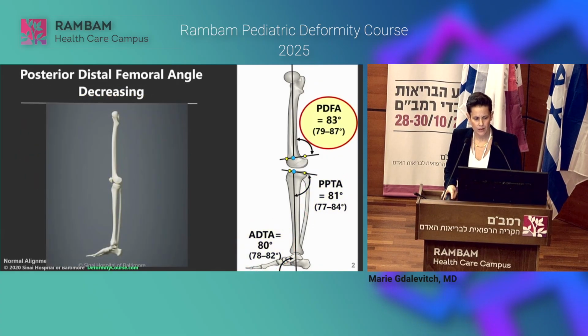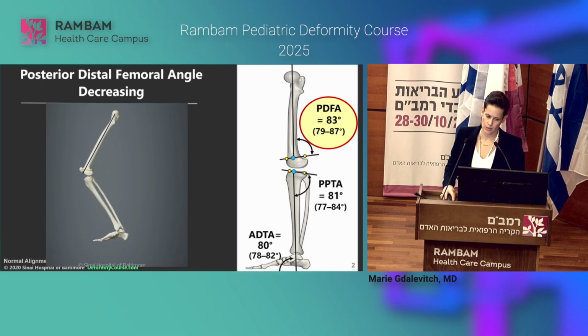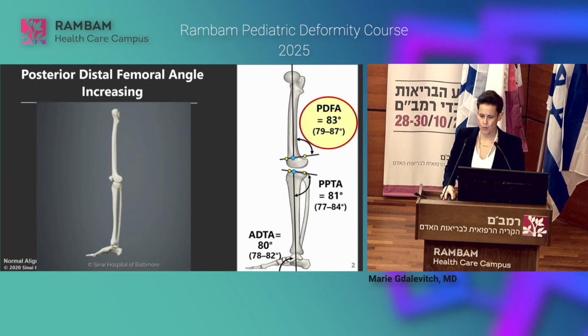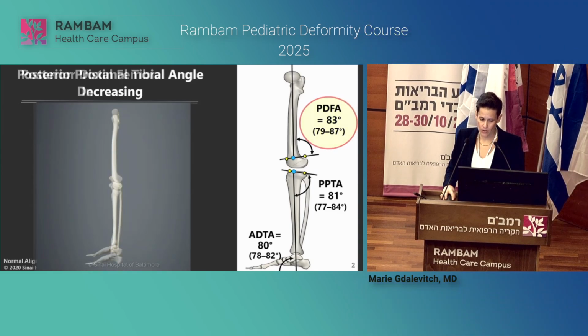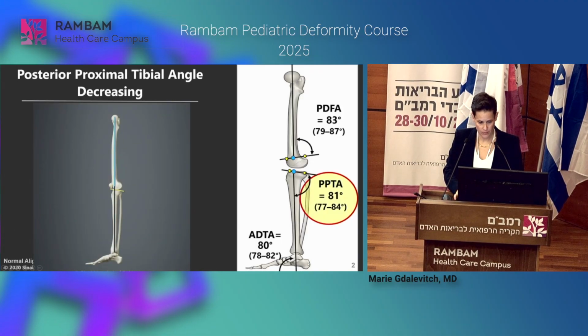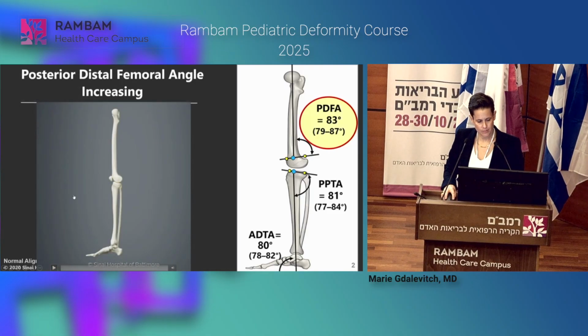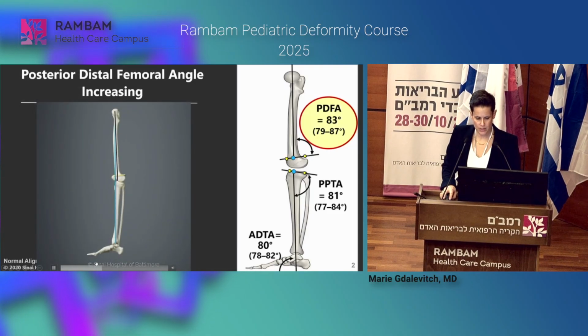So, if your posterior distal femoral angle is smaller than it should be, you get a flexion deformity. If the posterior distal femoral angle is bigger than it should be, you get a hyperextension deformity.